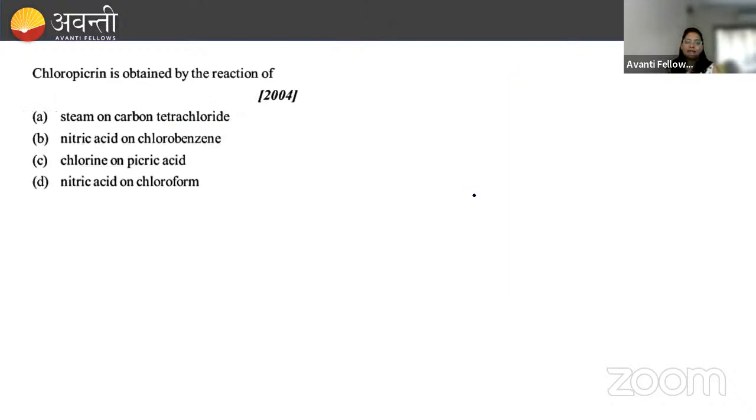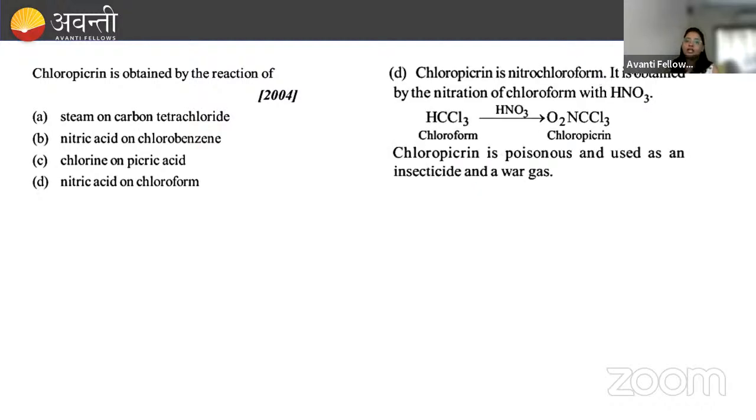Next, chloropicrine is obtained by the reaction of, so chloropicrine is one molecule, which is a polyhalogen compound. With the help of which reaction are we going to get the chloropicrine? So see here I have summarized the reaction. So chloropicrine is a nitrochloroform. What is the structure of this? Nitro compound hoga or CCl3 hoga. It is obtained by nitration of chloroform. So chloroform ka nitration when it takes place, there will be formation of chloropicrine. So it is poisonous and it is used as an insecticide and a war gas. Okay, so very, very poisonous gas. So that is our chloropicrine, right?